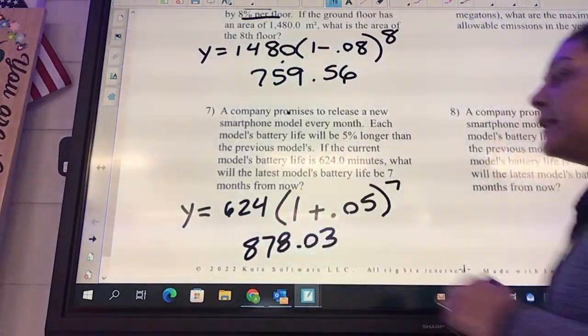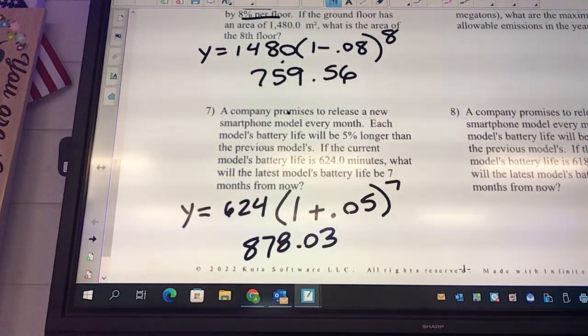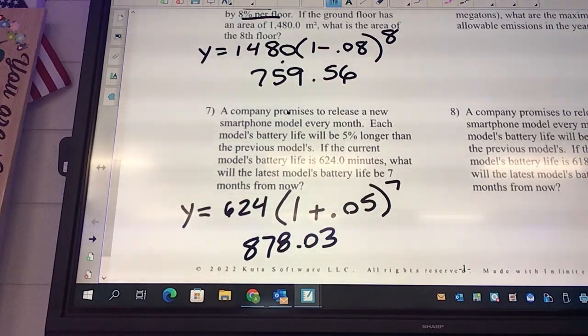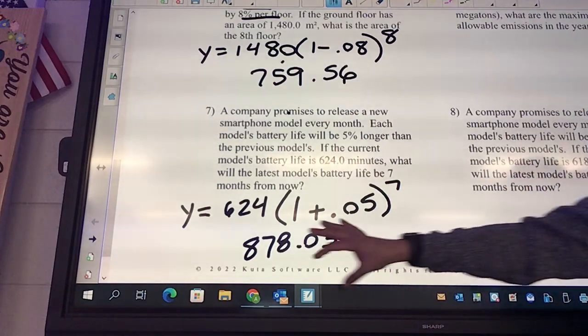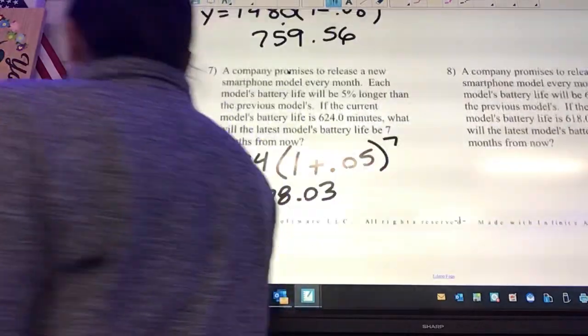878.03. Do we keep the decimal or not? Yes, keep it because we're talking about money. Oh, we're not talking about money. What are we talking about? Times. We're talking about minutes. Okay? So 0.03 of a minute would be so many seconds added on. Minutes are measured, right? There's 60 minutes in an hour. It's something measured. Okay, so we're gonna leave it like that.